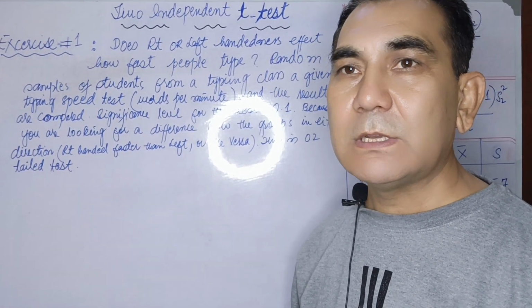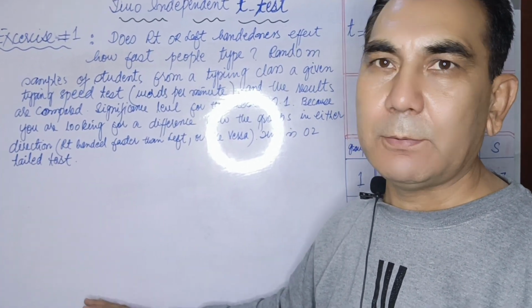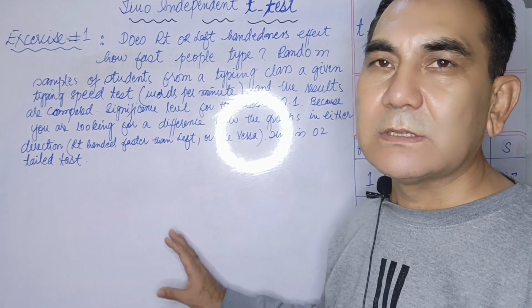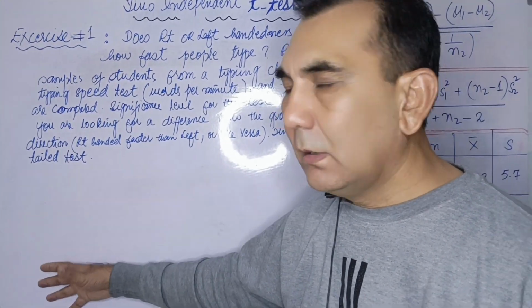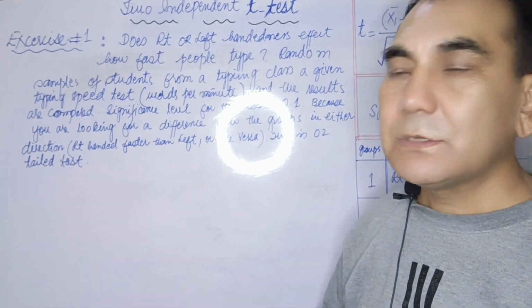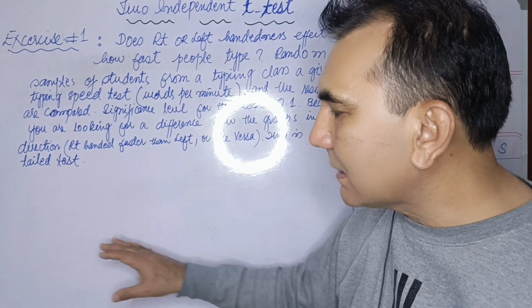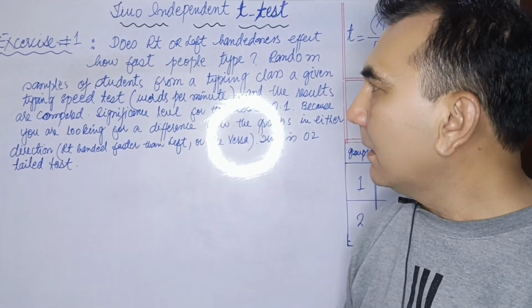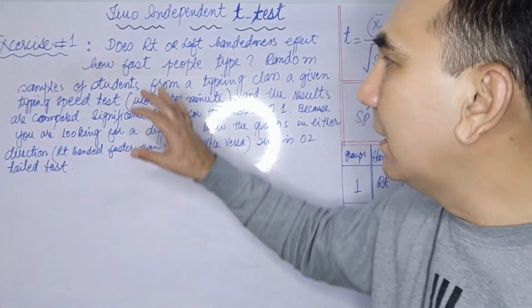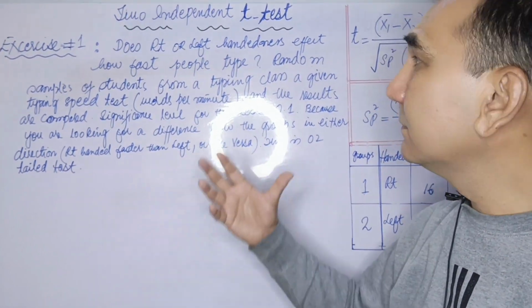If our t calculated falls in the rejection area, then definitely we will reject the null hypothesis. If the t calculated doesn't fall in the rejection area, then we will fail to reject the null hypothesis. And step number 5, in the last, we will write down the result statement according to the decision making. Now see what is written here in the exercise.